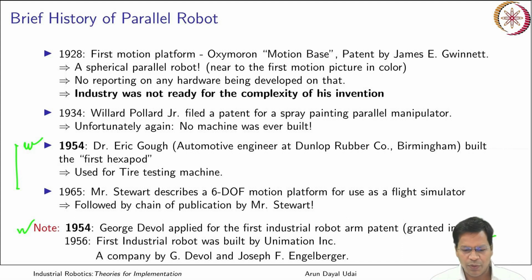The first industrial robot was built by Unimation. I have just noted it here to compare the years. You see, both were patented in almost the same year, and both discoveries started at almost the same time, but the whole development and adoption of this platform in industry went at different speeds.